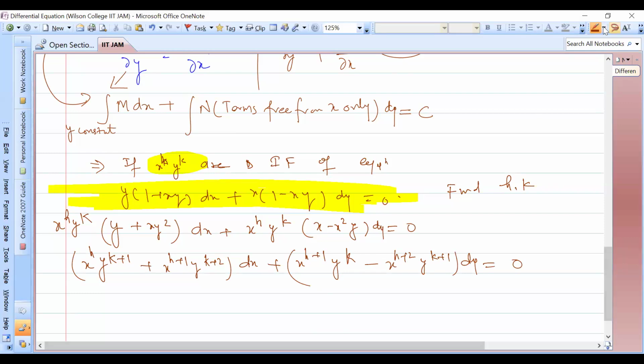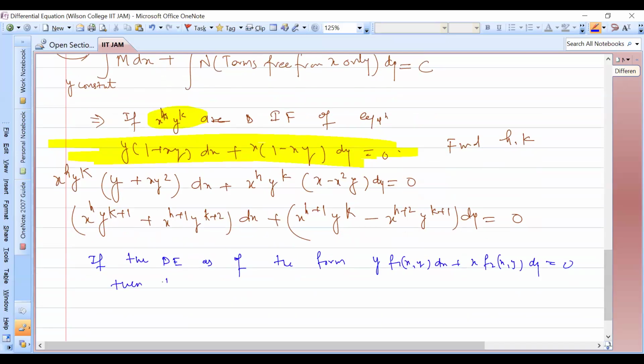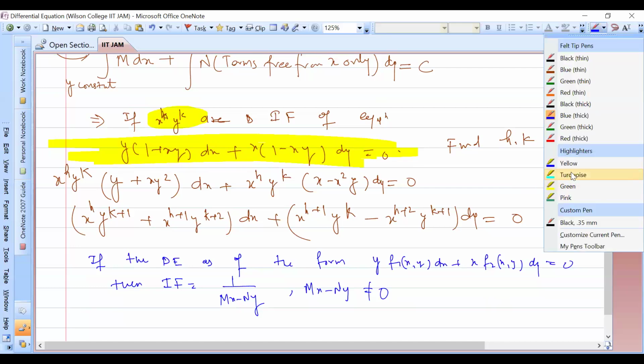Or you can directly apply one property. Can you recall this property? If the differential equation is of the form y into f1(xy) dx plus x into f2(xy) dy equals 0, then the integrating factor is 1 upon (Mx minus Ny), provided Mx minus Ny is not equal to 0. Are you familiar with this property? Yes, sir.